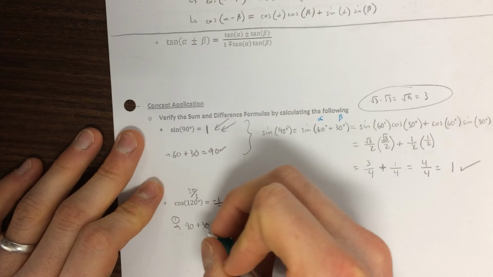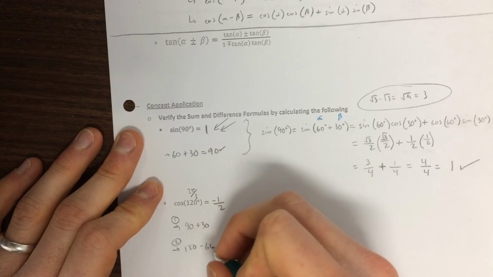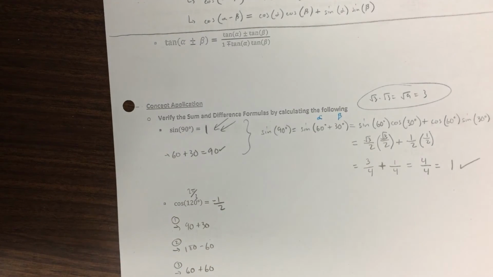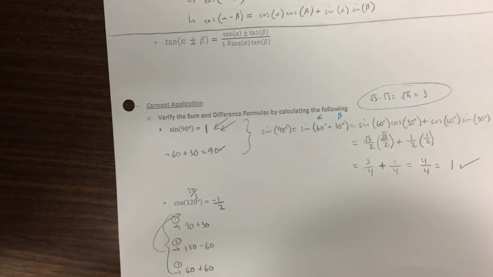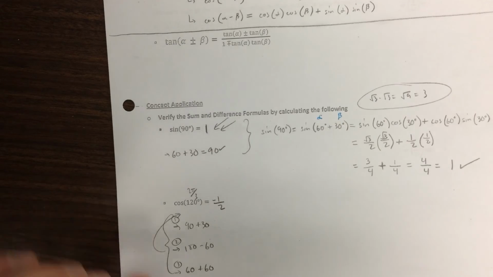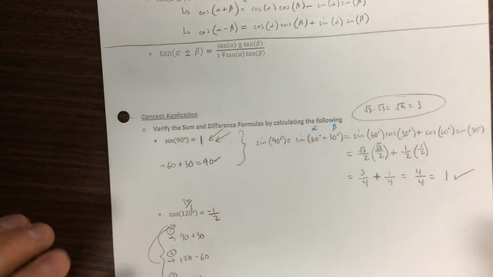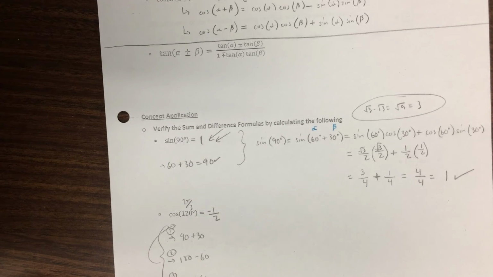You could do 90 plus 30. You could do 180 minus 60. You could even do 60 plus 60. Any of these we could use there and simplify, hopefully using the formula back up here, hopefully end up back at -1/2. Try that on your own, see what you come up with. Make sure you get -1/2. If you don't, please email me, let me know, and I can point out your errors.